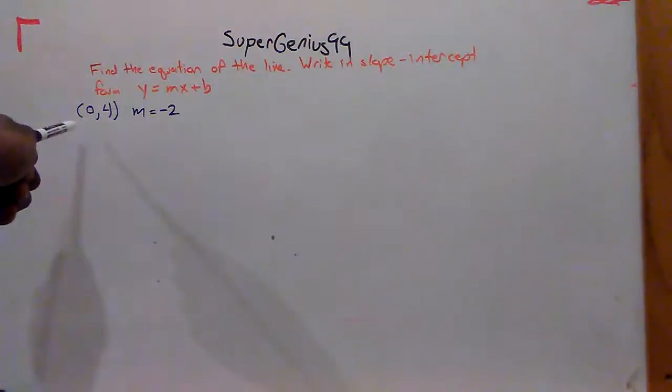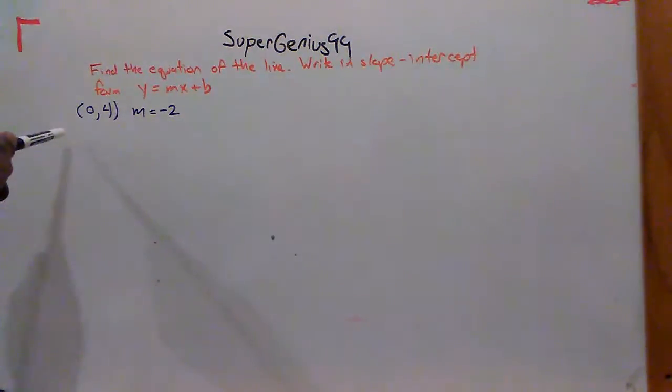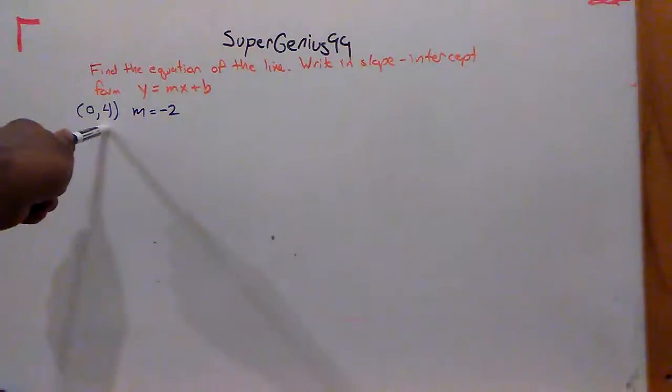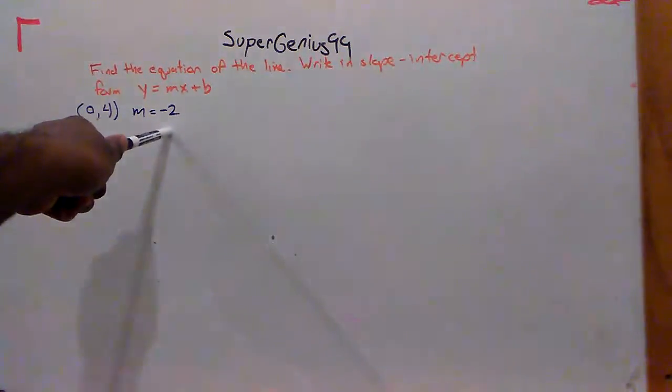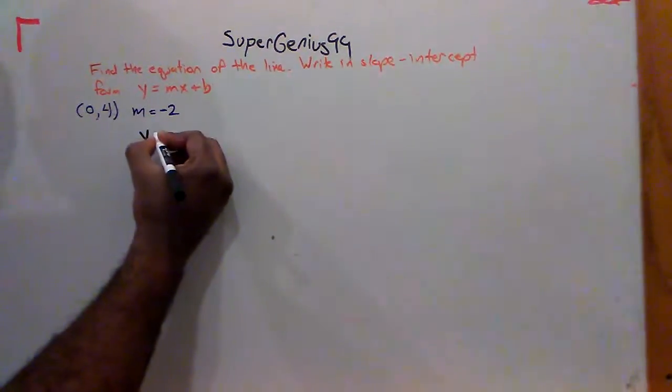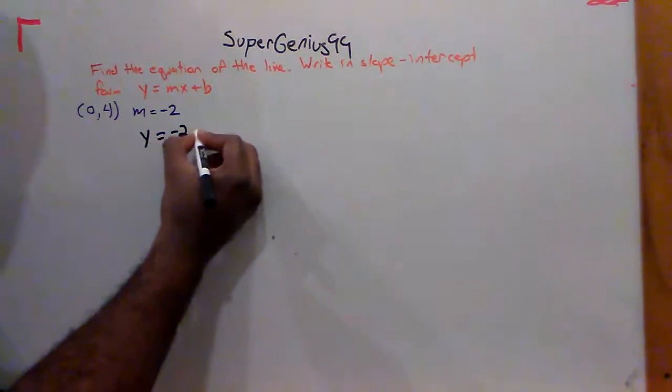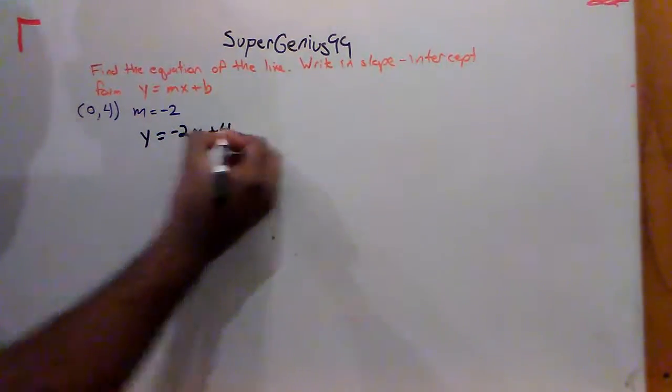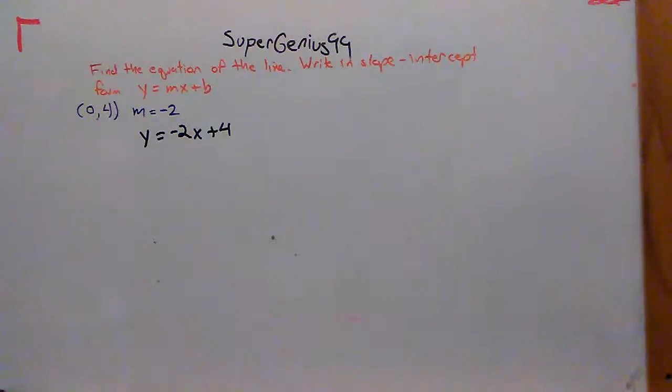Well, in this first problem here, it just so happens that x does equal 0, so your y-intercept is actually that 4, and your slope is that negative 2, so you can just plug it in here. Y equals negative 2x plus 4. Will every single one work out that easily? No, not exactly, but let's look at some more.